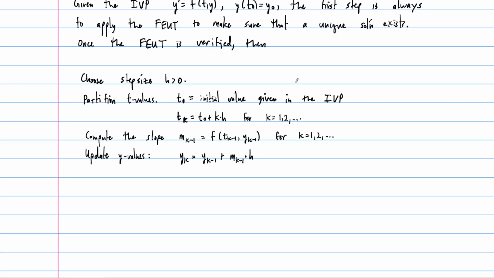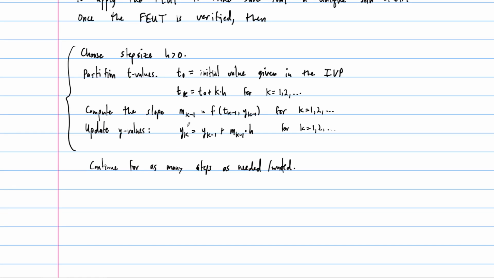This is exactly the same thing, and again, this is true for k equal to 1, 2, etc. Then you continue this for as many steps as needed or wanted. So this is the basic idea of Euler's method, and this is the key to the algorithm.